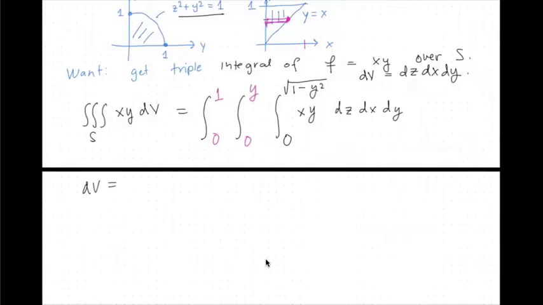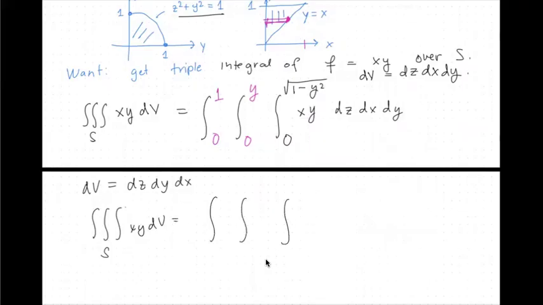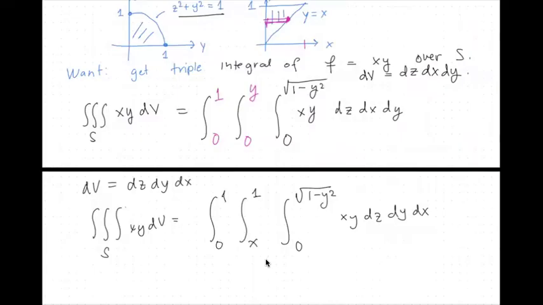How about dv equal to dz dy dx? So the triple integral over S of xy dv is just the following. Same as for the first: xy dz and then dy dx. Now, if you look at y in terms of x, y is bounded above by 1, bounded below by x, and x will run from 0 to 1.